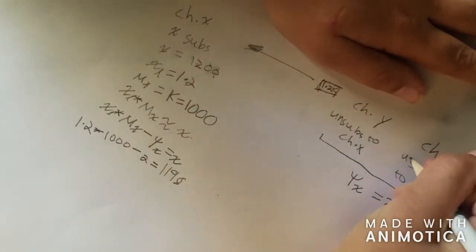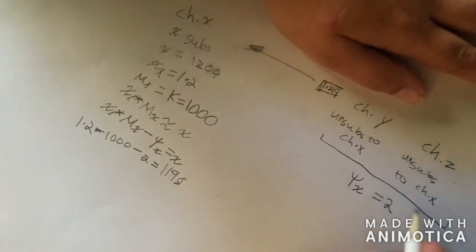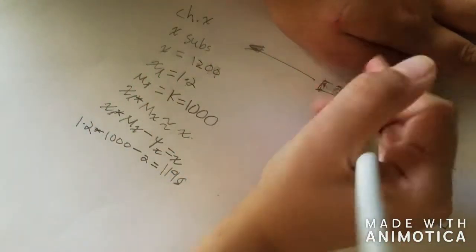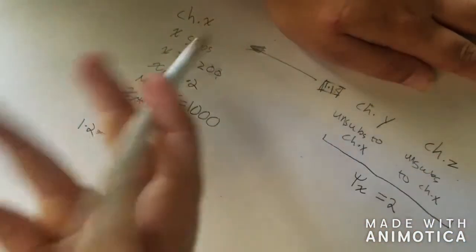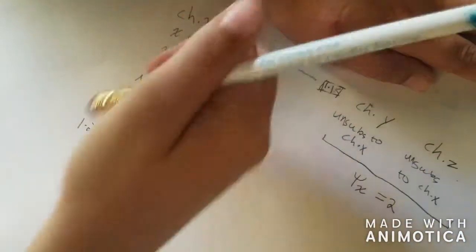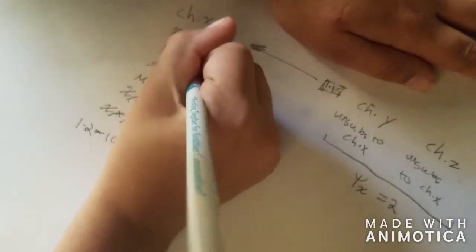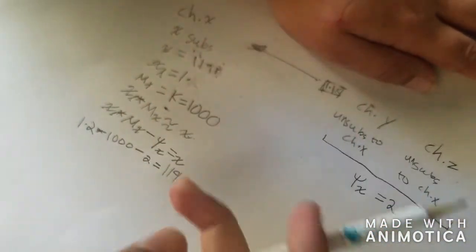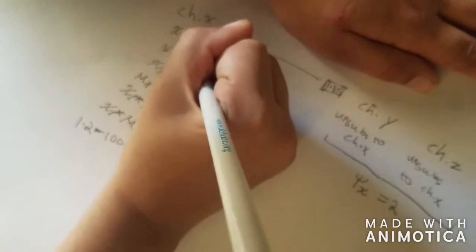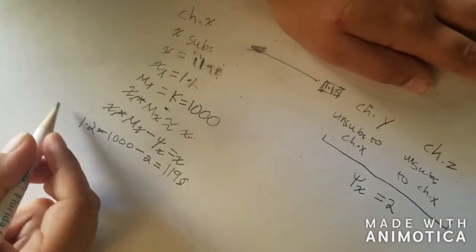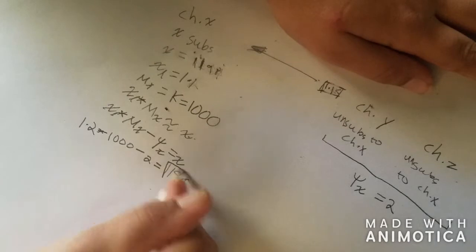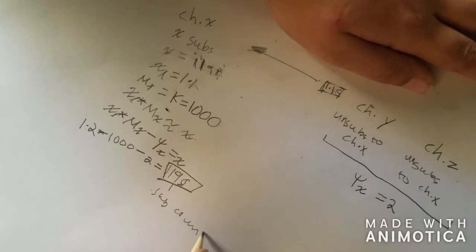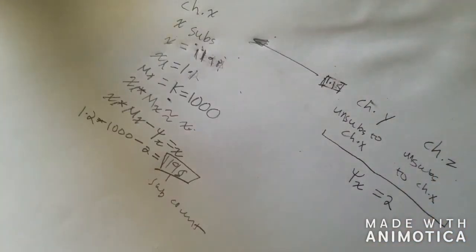So now, if we unsubscribe channel Y and channel Z, the subscriber count goes back to the normal 1.1K. 1,198 here, and 1.1 here, and we have successfully figured out the subscriber count. This is how you figure out the sub count with math.